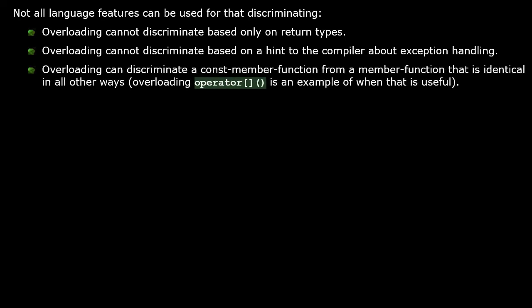Overloading can discriminate between two member functions where the only difference is that one of them is a const member function. Indexing operators often take advantage of this ability. If the collection is a constant, then the const member function is used, which typically returns access to the collection item in the form of a constant reference. But if the collection is not a constant, then the other member function is used, which more liberally provides item access in the form of a reference that can be written to.